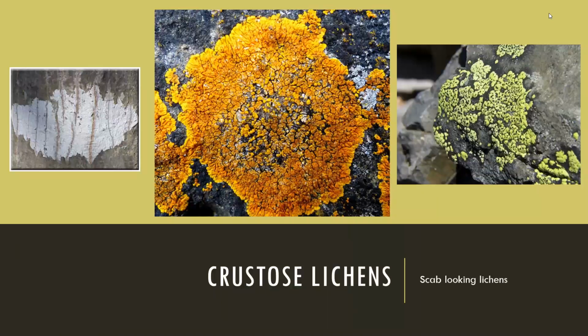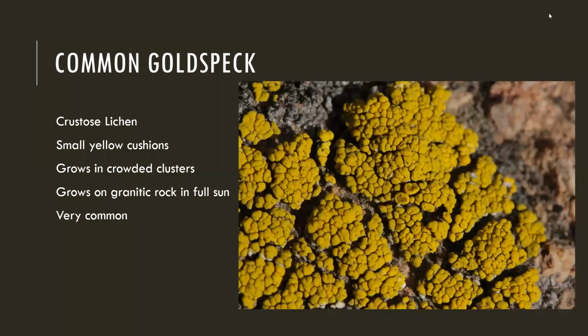Let's talk about some crustose lichens that we find here on the South Coast. Common gold speck is one that you can find. This small yellow crustose lichen grows in these crowded clusters. They grow on granite rock in the full sun. This lichen is very common. Unfortunately, it's not at Destruction Brook Woods that I could tell on my walk, but I know I have seen it growing on granite here. I recommend checking the old granite pits.